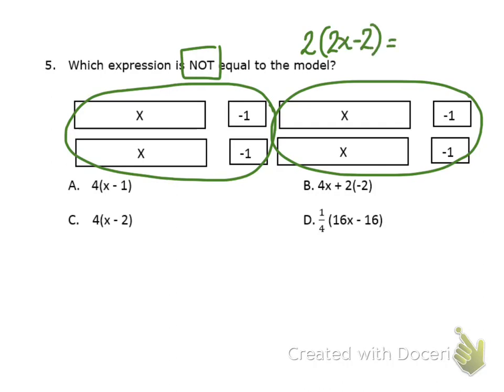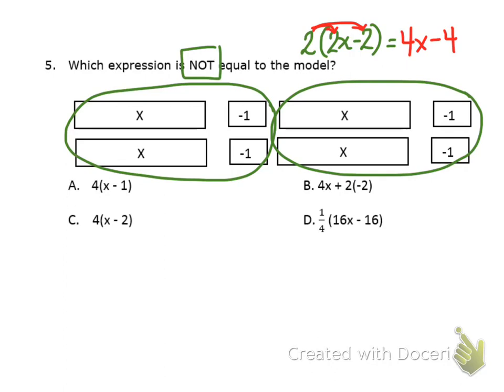So I know that I'm going to be using the distributive property here. So I'm going to distribute that 2 to everything inside the parentheses. To do that, make sure that you draw your arrows. 2 times 2x is 4x. 2 times negative 2 is negative 4. So I need to figure out which one of these answer choices is not equal to what I have in my model. So let's look at answer choice A.